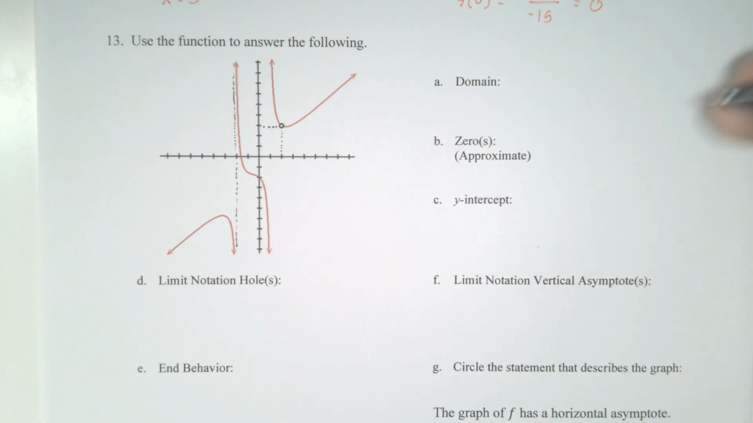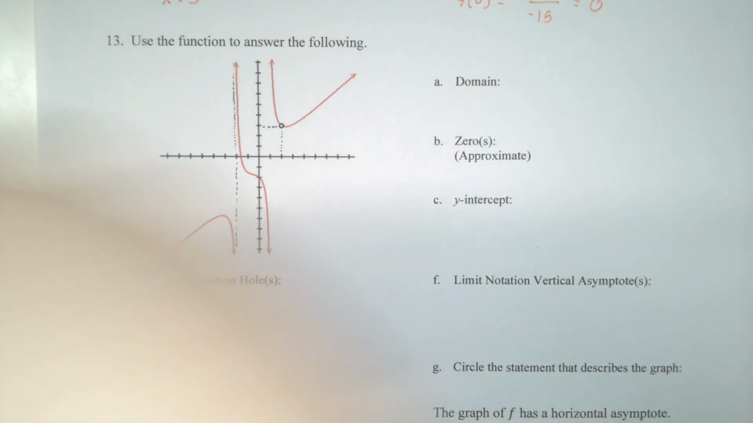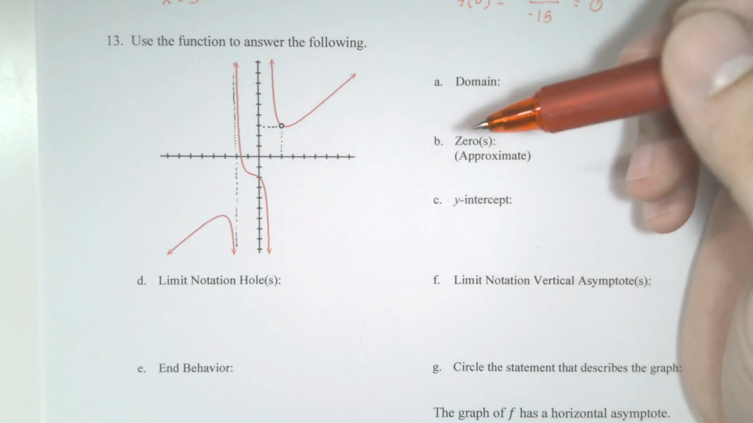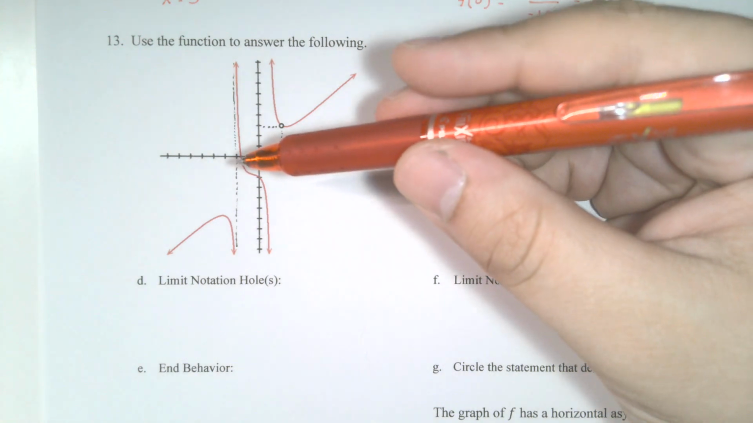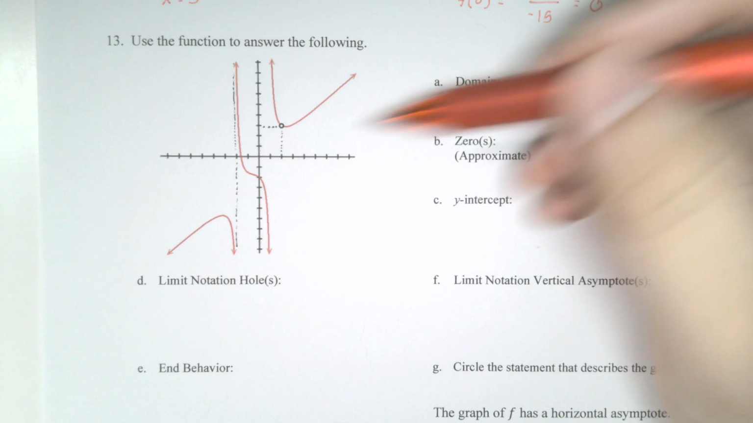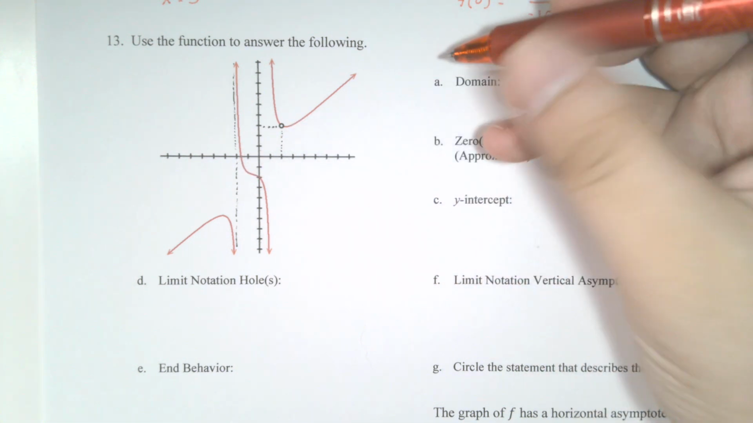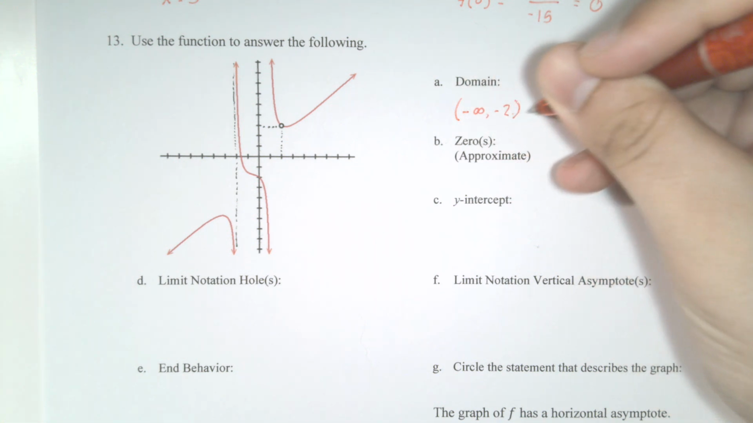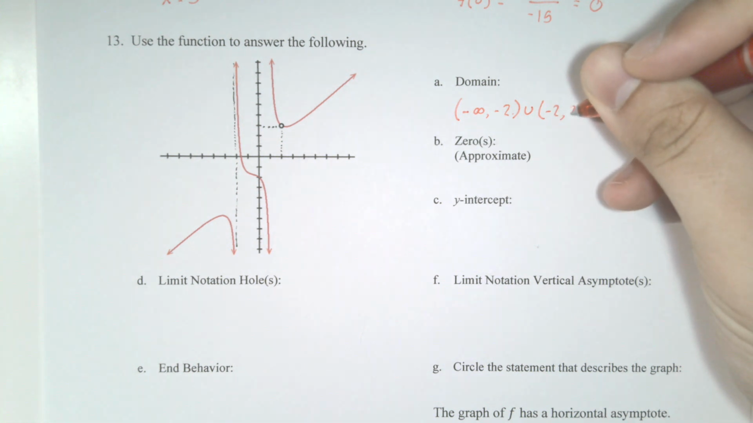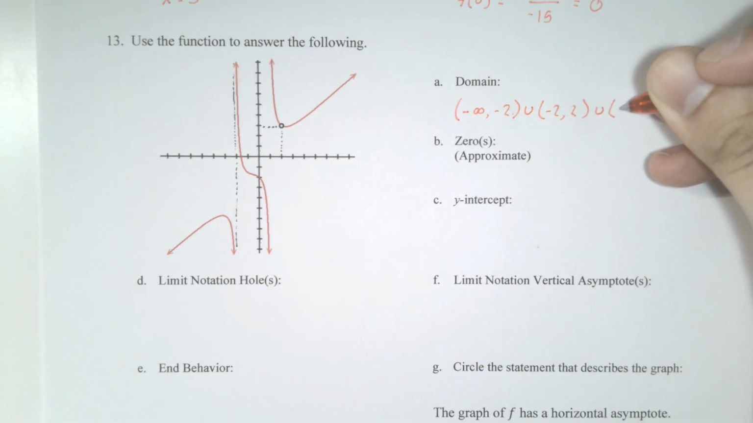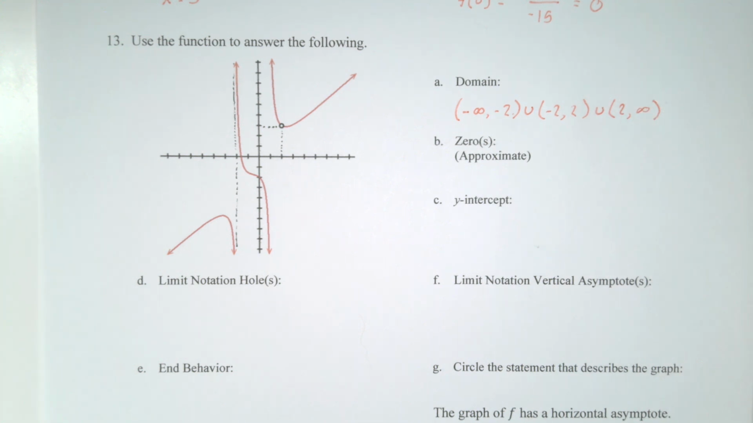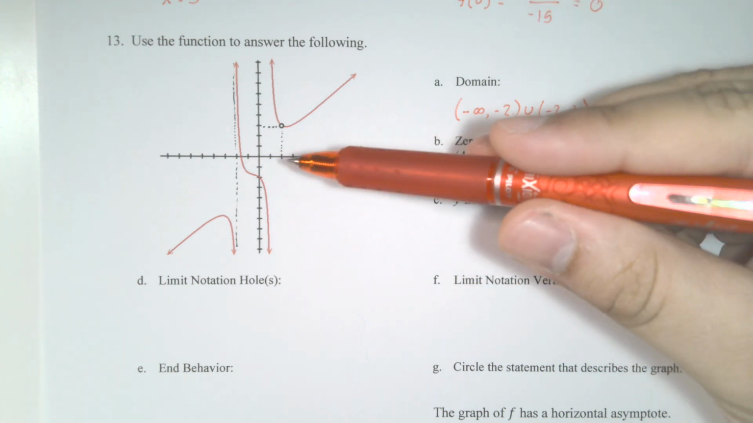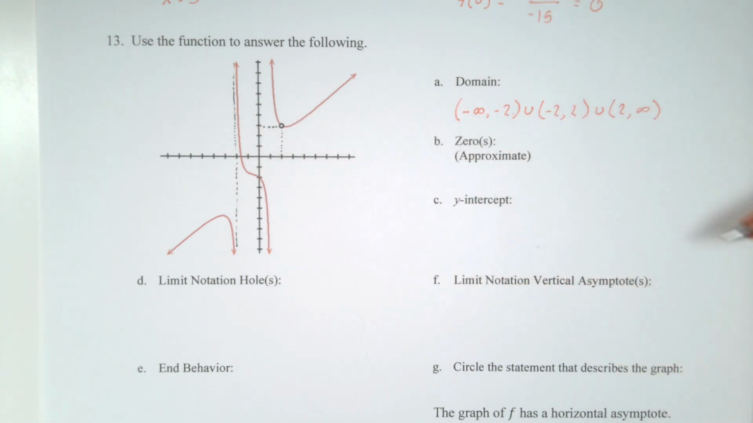But for the domain, our domain is going to be all of our x values that are valid. So basically, we have to figure out where our function does not have a valid domain. The x values that can't be part of our domain are -2 and +2. So our domain is going to be from -infinity to -2, union -2 to 2, union 2 to +infinity. So everything else is fine, but we don't have our domain defined for -2 and 2 because we have a vertical asymptote and a hole there.